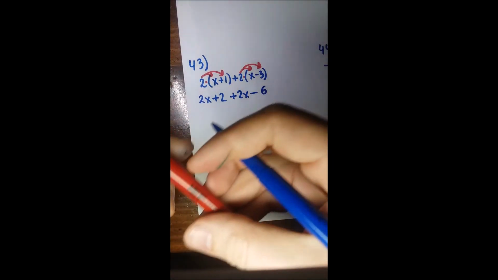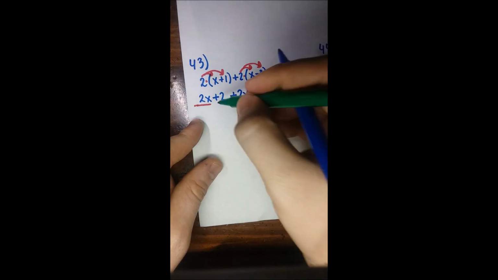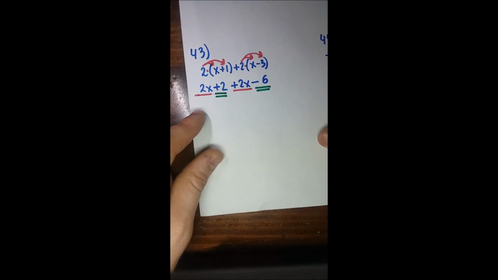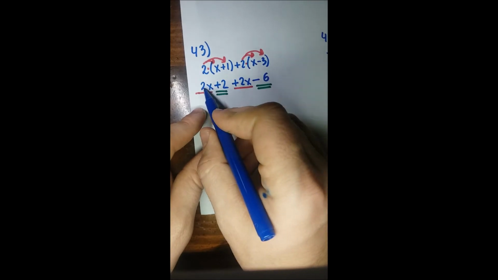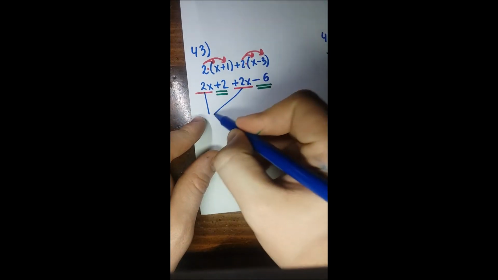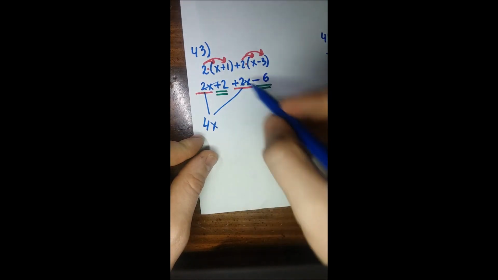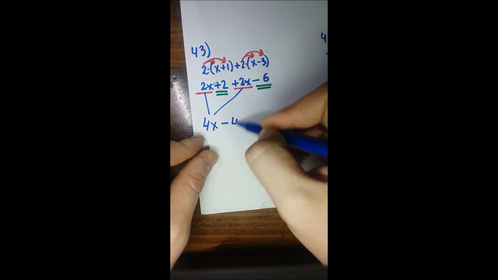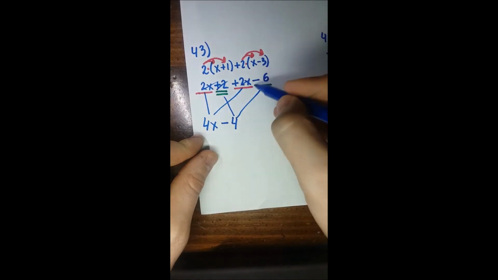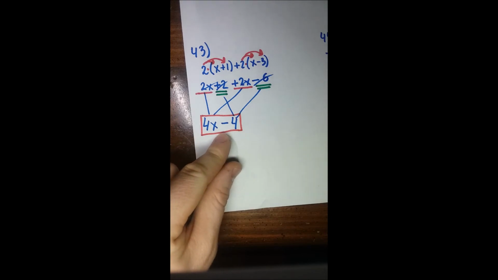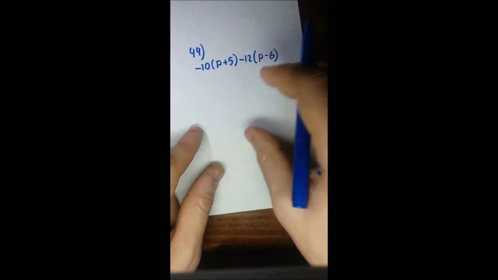And that's it. Combine like terms. So I'm going to highlight x's with one red underline, and the constants with double green, just so you can visualize it better. Now, combine it. 2x plus 2x is 4x, okay? 2 minus 6 is -4. Okay, so again, these two are gone. And that's the answer, 4x minus 4. Nothing you can do with that. It's completely simplified.